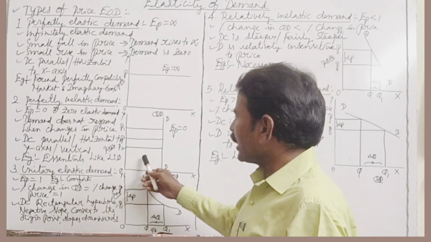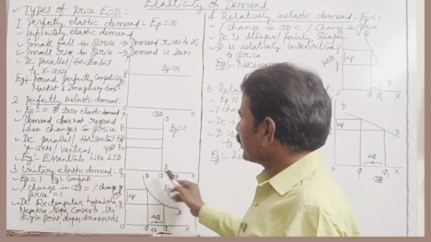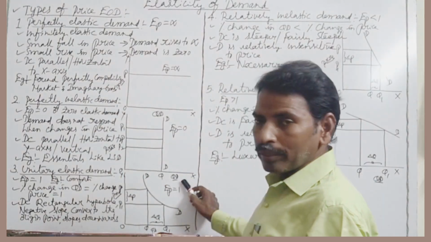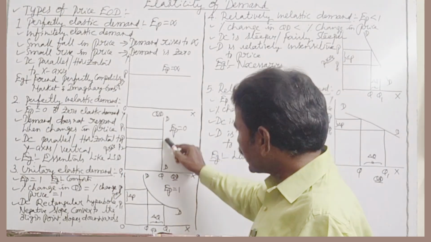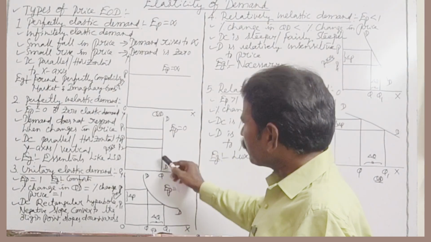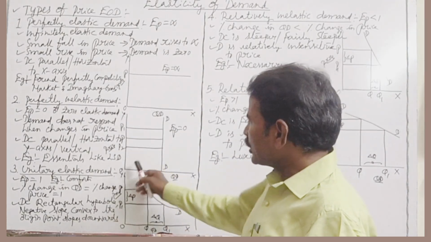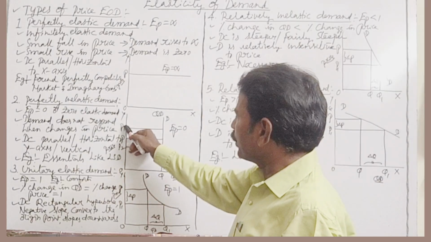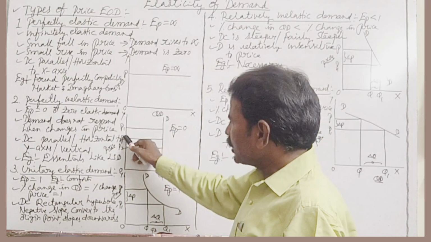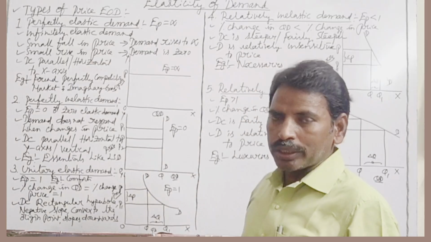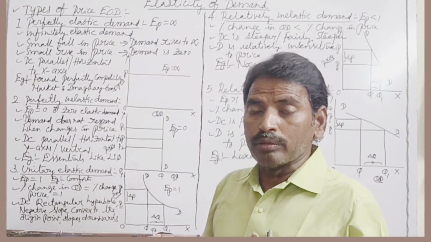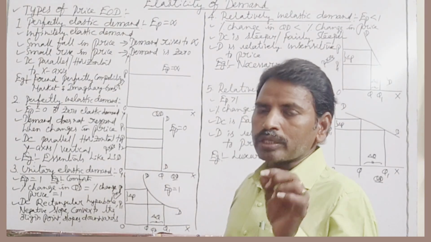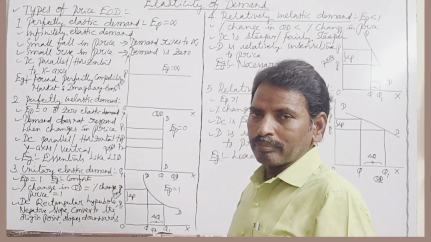If we observe the diagram, draw an L shape, mark YOX, price is measured on the Y axis, quantity demanded is measured on the X axis. This is the demand curve. The demand curve is parallel to the Y axis. Original price is OP, demand is constant. Price increased from OP to OP1, demand is constant. Price decreased to OP2, demand constant. Demand does not respond to changes in price. Coefficient is 0. That is why it is zero elastic demand. Next.